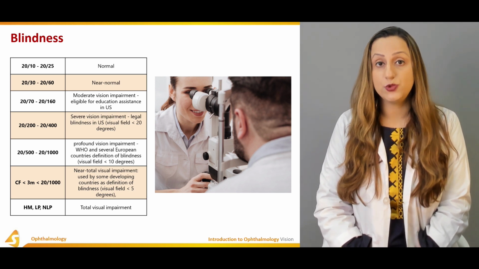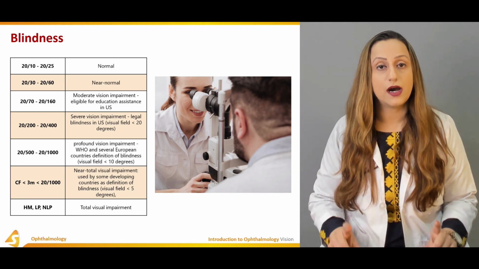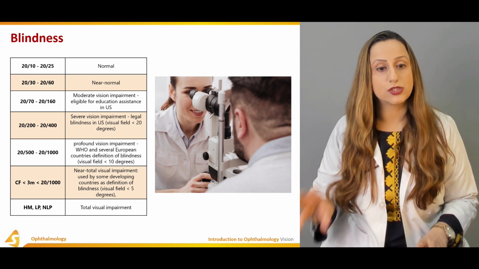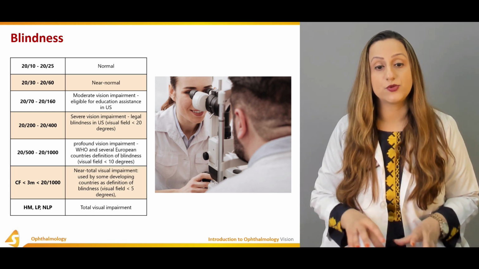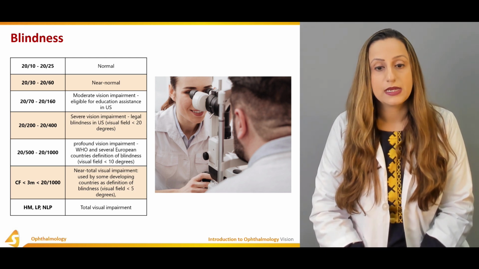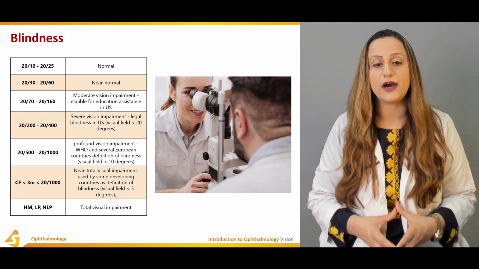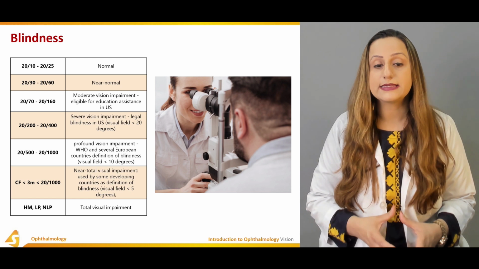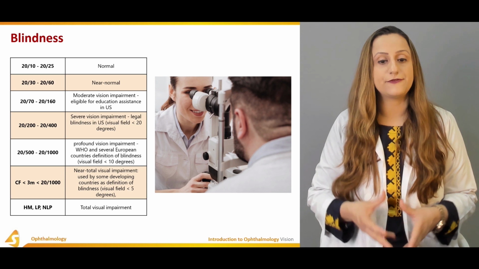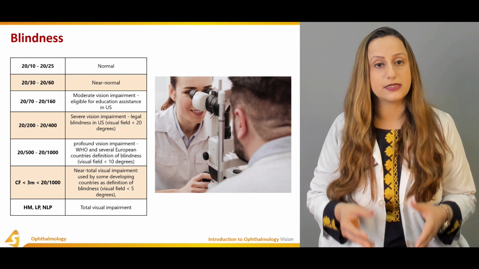Legal blindness in the US is basically this level, where we regard the person as blind by legal authorities. Then we have 20/500 or 20/1000, that is almost profound vision impairment by WHO. Several European countries' definition of blindness is regarded at this level, and then we have CF, counting fingers, at less than 3 meters, that is near total visual impairment, used by some developing countries as the definition of blindness. Visual field is usually less than 5 degrees in these individuals.